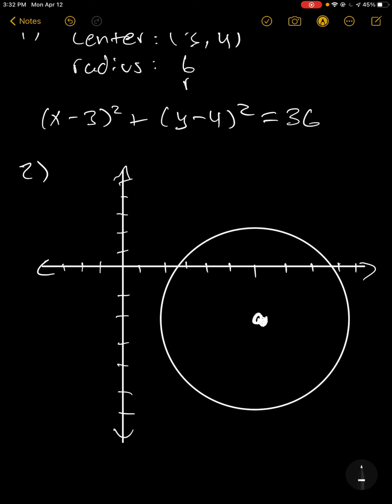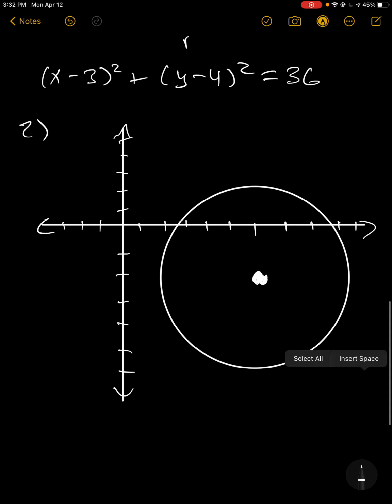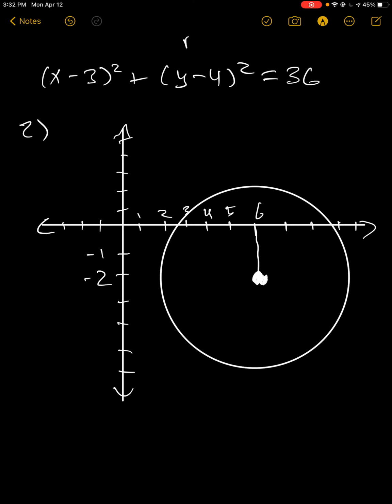So right now we're given this circle, right? But we have no idea what the equation is. So what we can actually do is count over to find the center of the circle. 1, 2, 3, 4, 5, 6. That's the center. And then negative 1, negative 2 units down, right? So we know this is going to be our center of the circle, right?